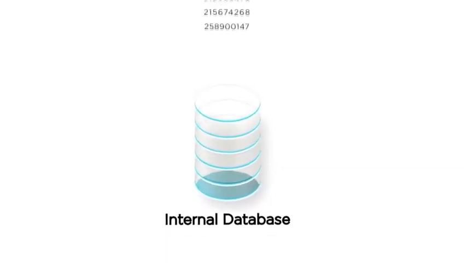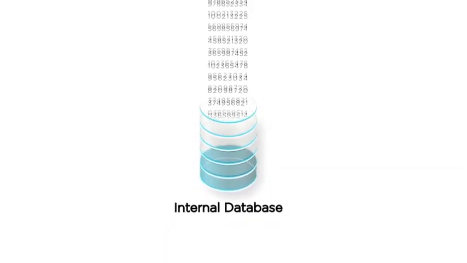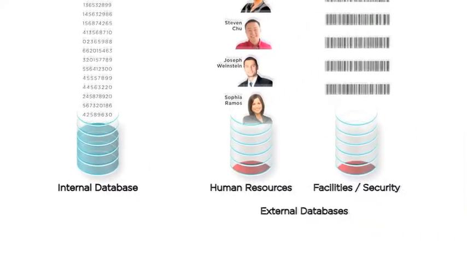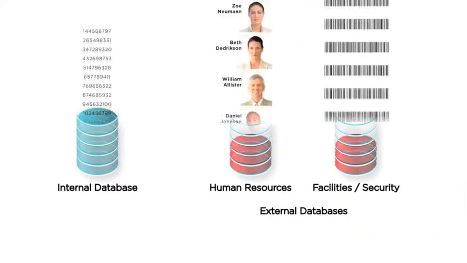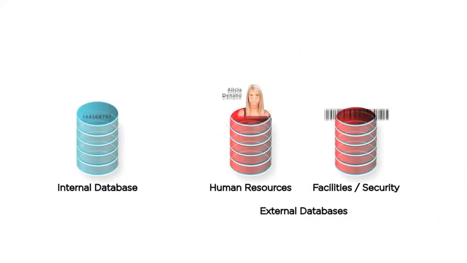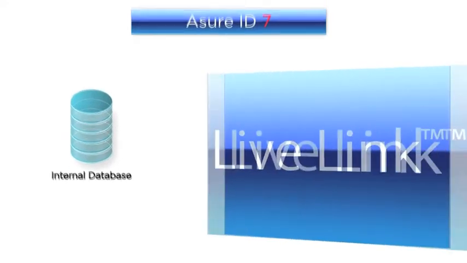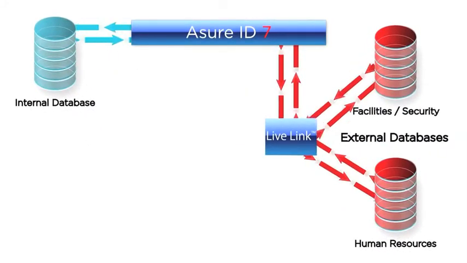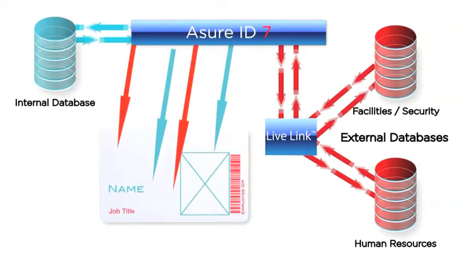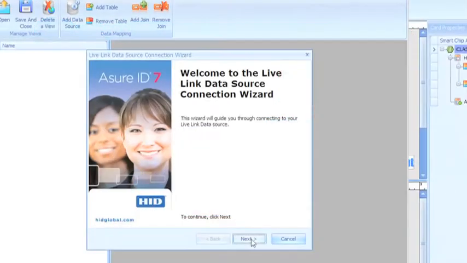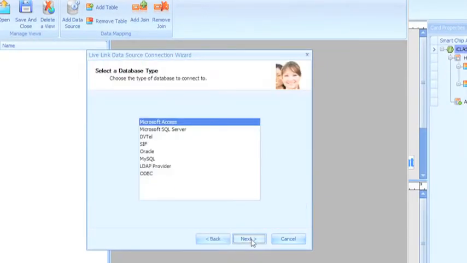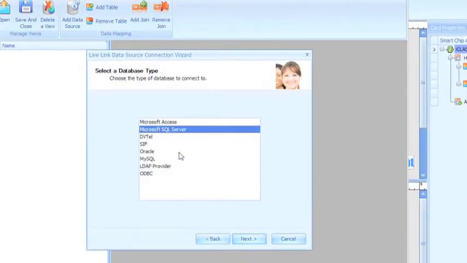Asure ID 7 works with its own internal single-table database, and depending on which edition you choose, it can also connect to multiple network databases containing multiple tables. Asure ID 7's Live Link function gives you the flexibility of real-time data exchange. The Live Link wizard provides a walkthrough for the setup and database connection process.